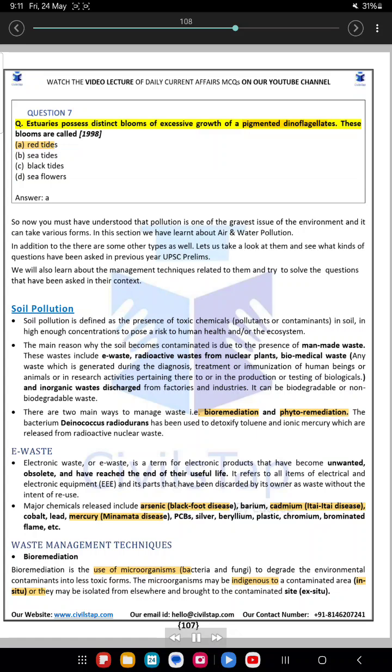Question 7. Estuaries possess distinct blooms of excessive growth of pigmented dinoflagellates. These blooms are called 1998. A. Red tides, B. Sea tides, C. Black tides, D. Sea flowers.